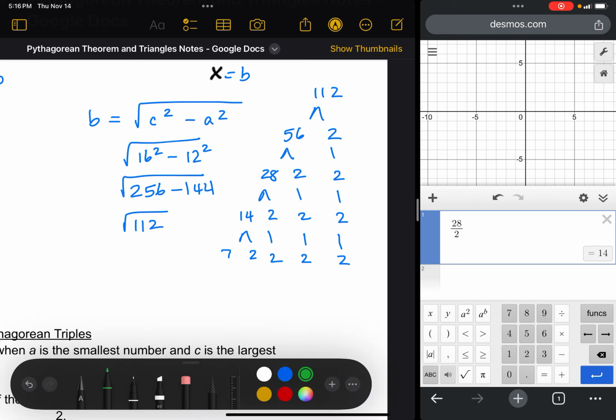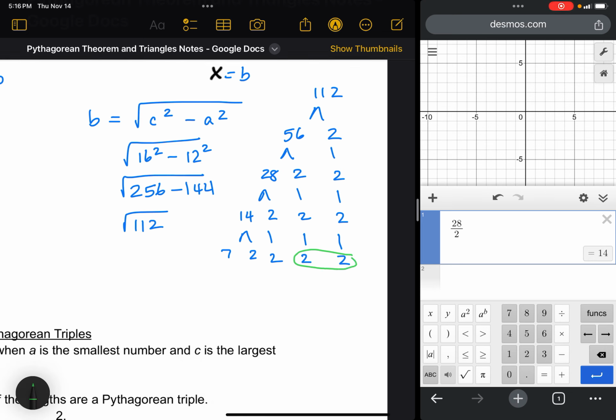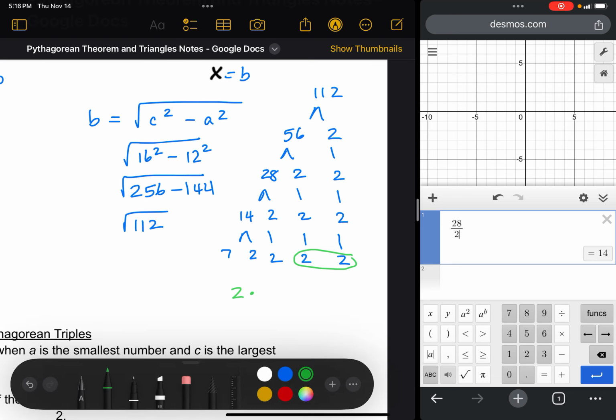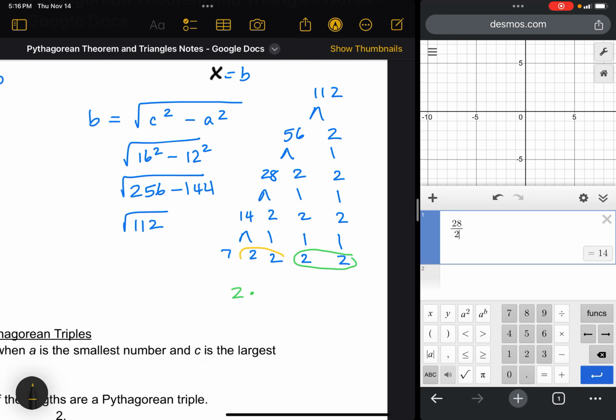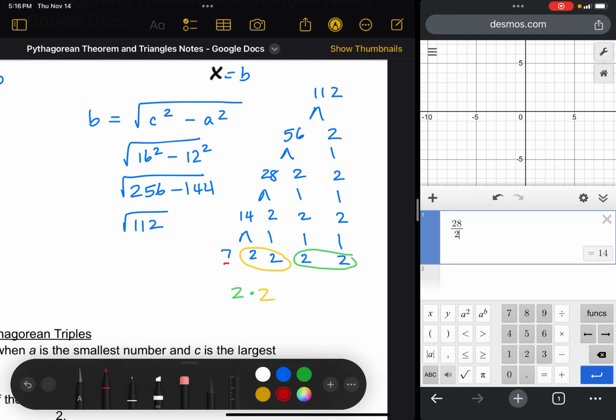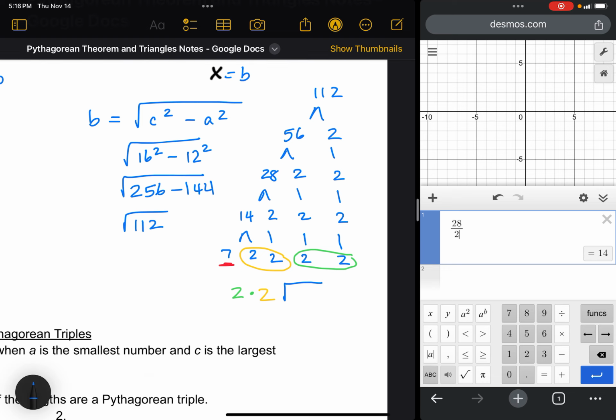Anytime that we do this, groupings of 2, 1 comes out. Groupings of 2, 1 comes out. Whatever's left stays under my square root. So I have my square root. That 7 is going to go under that square root, right? 2 times 2 gives me 4, so B is going to be 4 square roots of 7.